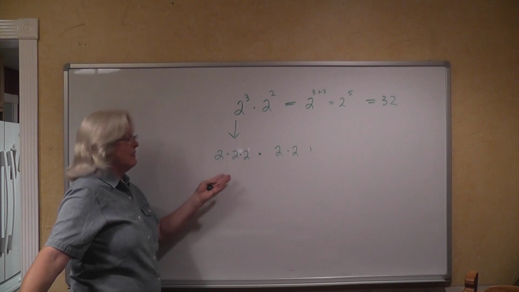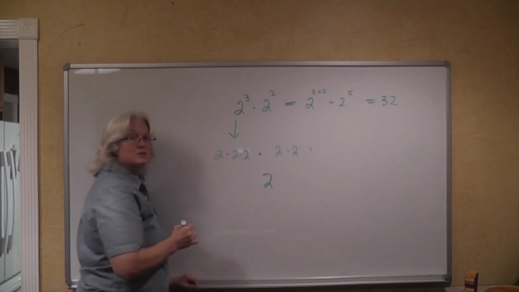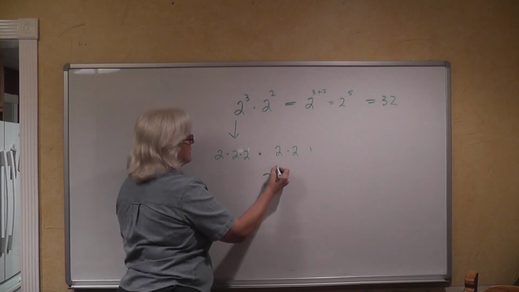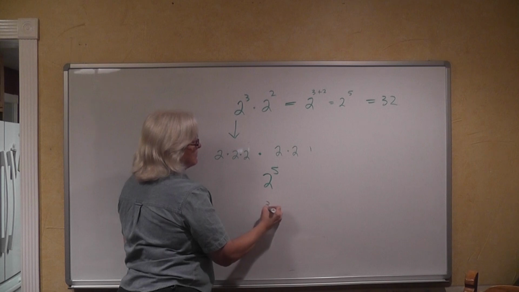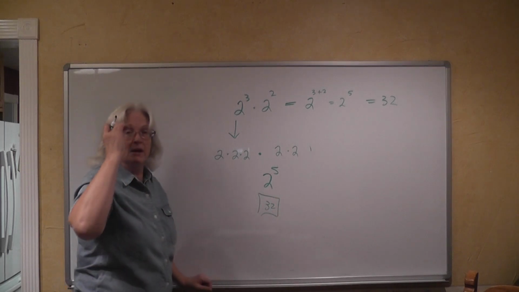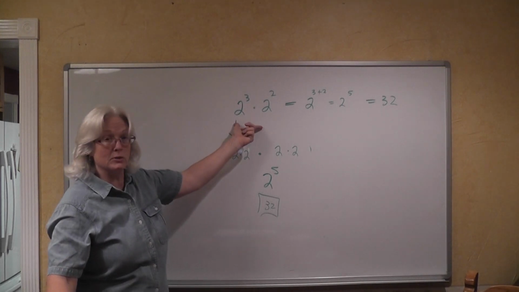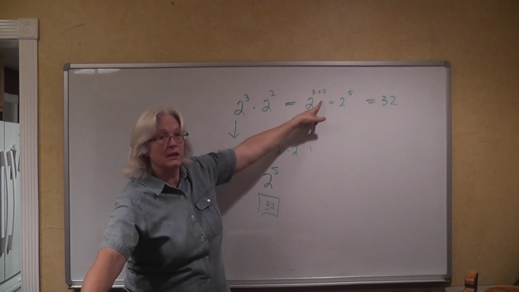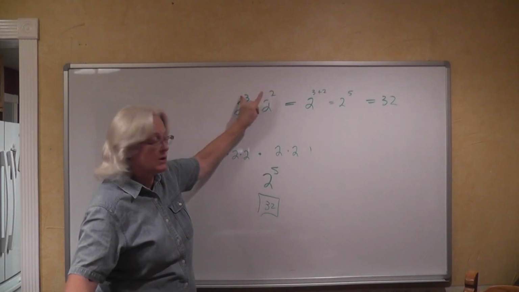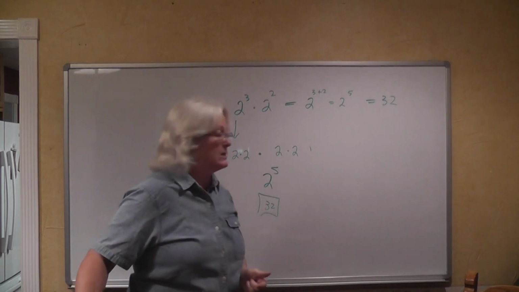What do we have? We have 2 used as a factor 1, 2, 3, 4, 5 times. 2 to the 5th, which is 32. And that's why it is that when you're going to multiply exponentials, you add the exponents. That's because these exponents here are indicating repeated multiplication.